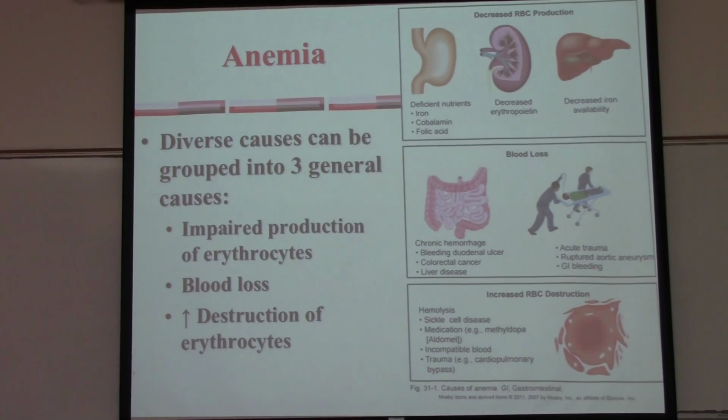Anemias can be caused by a variety of things, and we can put the causes into 3 general categories. We can say that either there's a problem with production, there's loss, or there's a problem with destruction. Normally a red blood cell lasts about 120 days or so, but if something's causing the red cell to be destroyed sooner than that, then an anemia can develop.